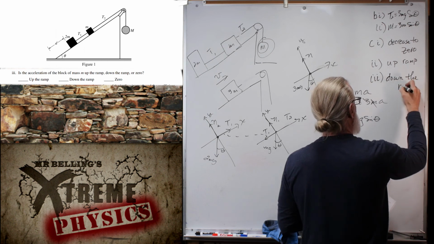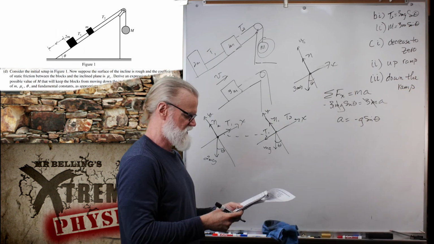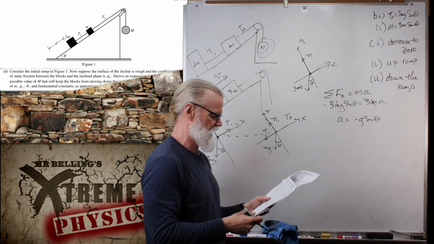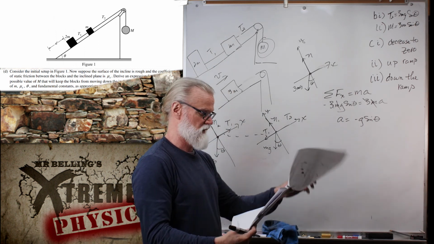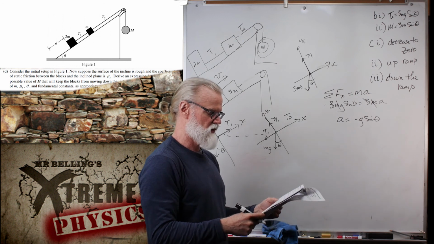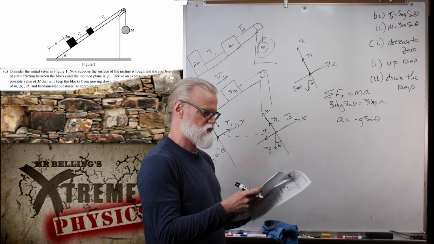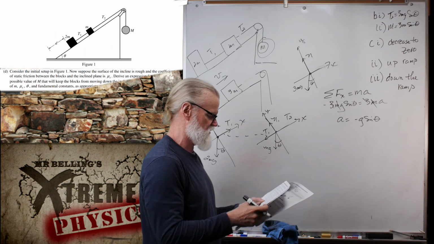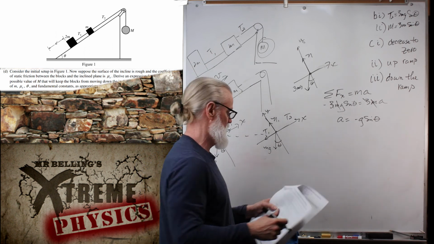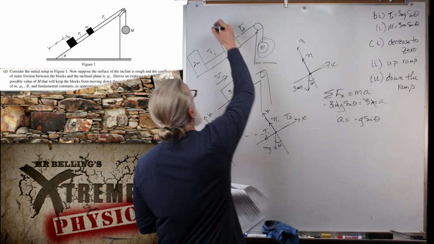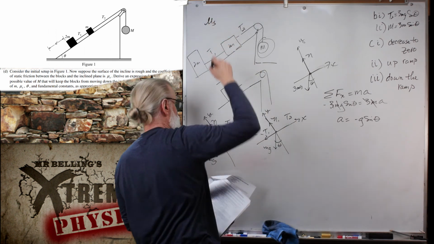The acceleration is down the ramp. Consider the initial setup of figure 1. All right? It's been officially considered. Now suppose that the surface of the incline is rough and the coefficient of static friction between the blocks and the incline is mu s. All right, so we have friction, mu s. I'll write that there. There's static friction.